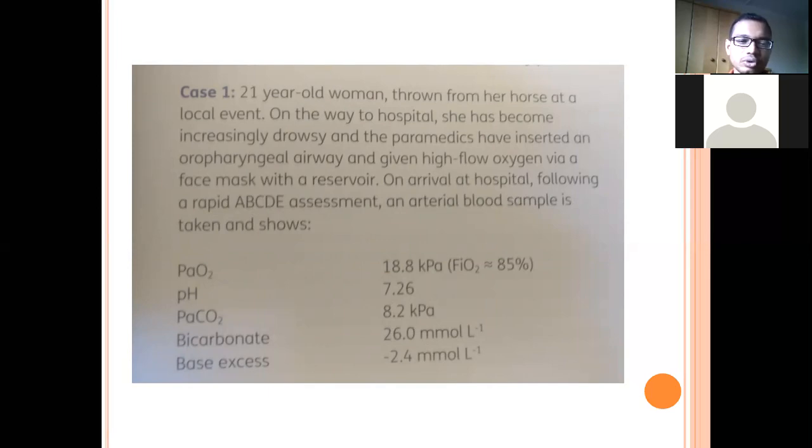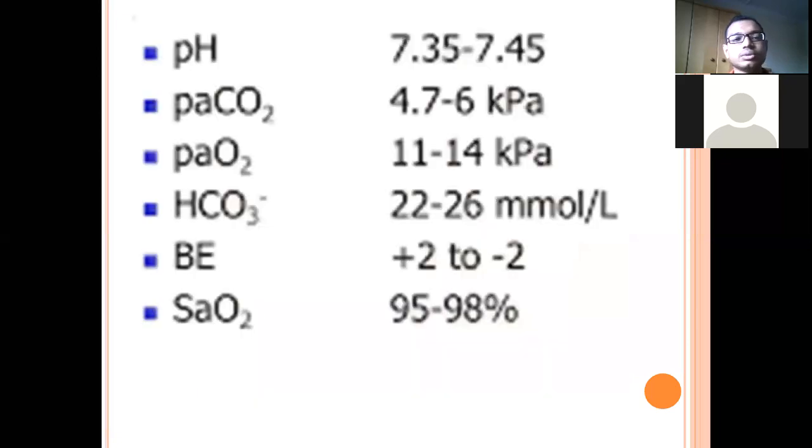So first, where do we have to look? pH. What is the pH here? 7.26. So I said earlier, if it's less than 7.35, then it's acidosis. So this is an acidosis. The second step is to look at the partial pressure of carbon dioxide. The normal pressure of carbon dioxide, as I said earlier, how much was it? It was 4.7 to 6.